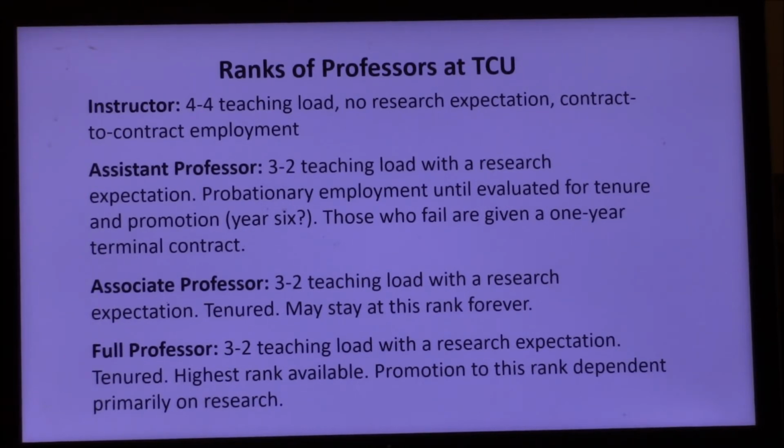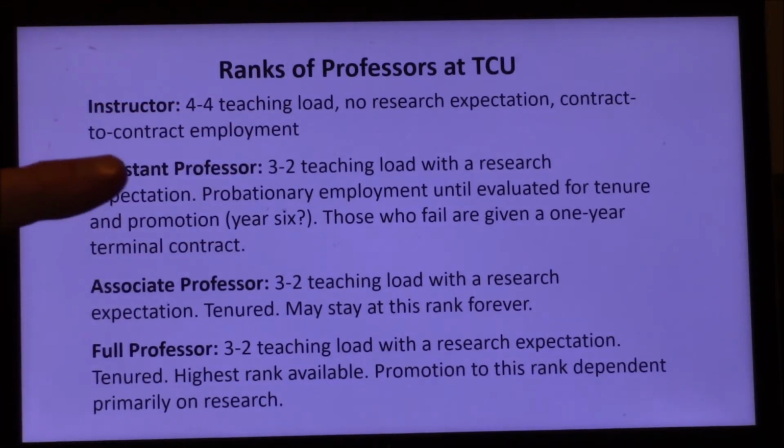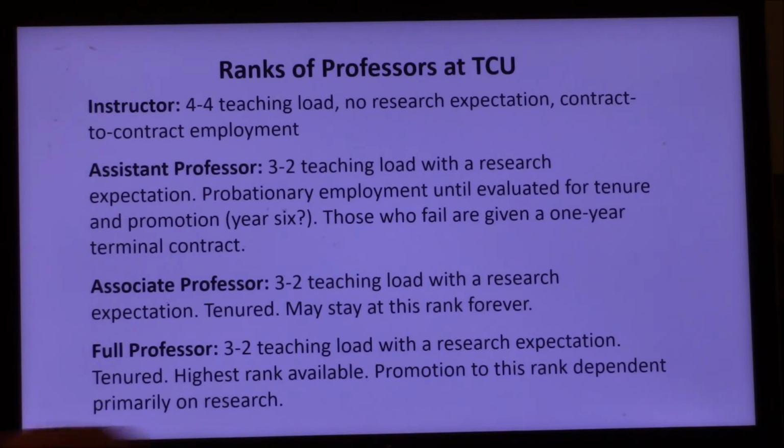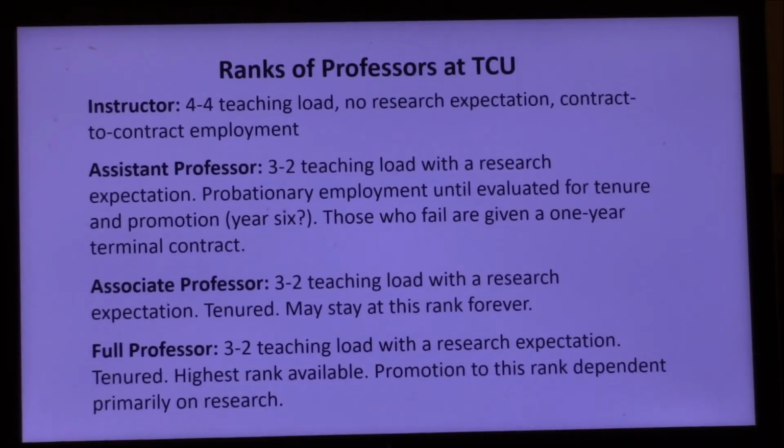Now, associate professor, you can stay there forever. And I'm going to talk about the promotion process from here to here in just a moment. Yeah, that's next. You can stay at associate forever. Remember I just said you can't stay at assistant forever. You have to get promoted or you're fired. Associate you can stay at forever.